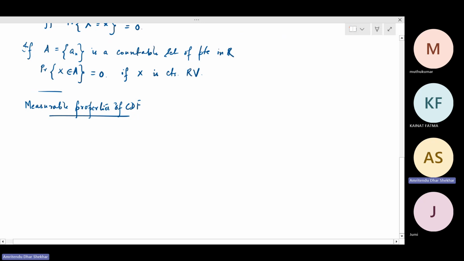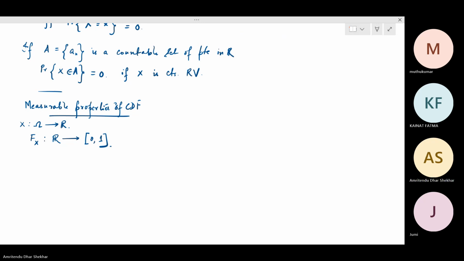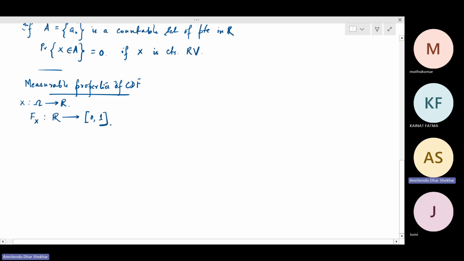Okay, so the CDF, well, what it is, the CDF, if you have X, which is a random variable, then the CDF is a map from R to R. So precisely, it's a map from R to 0, comma 1.